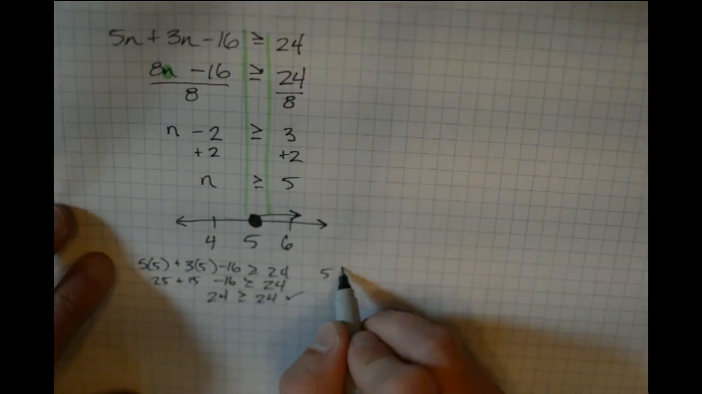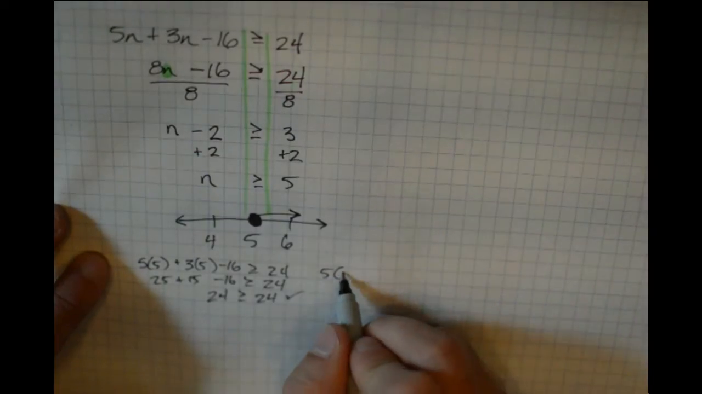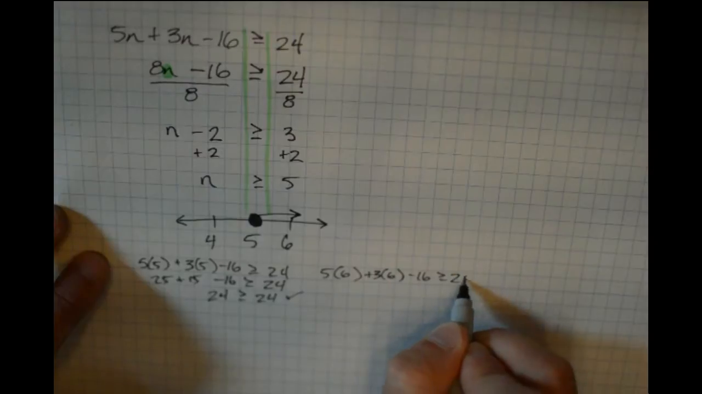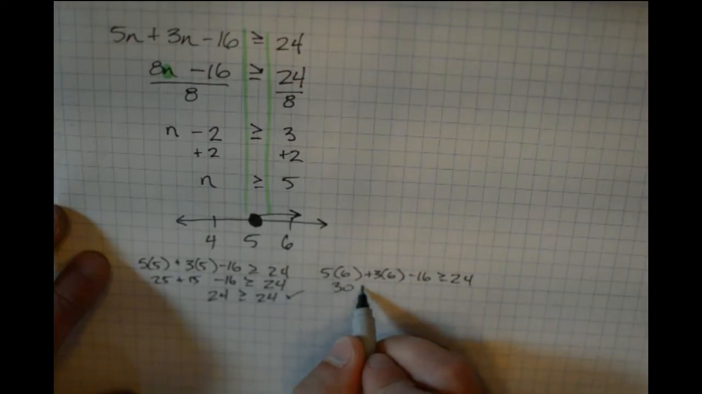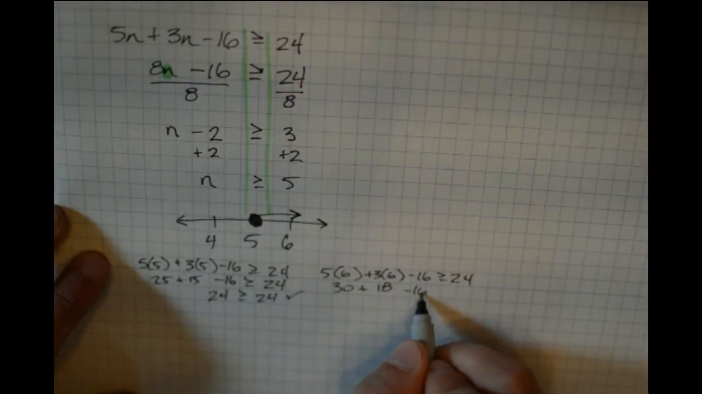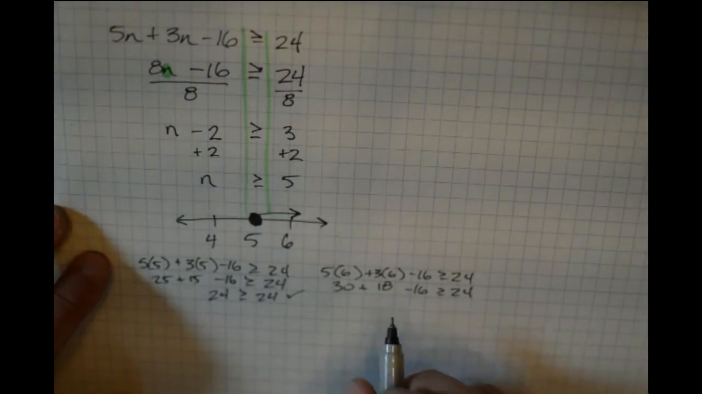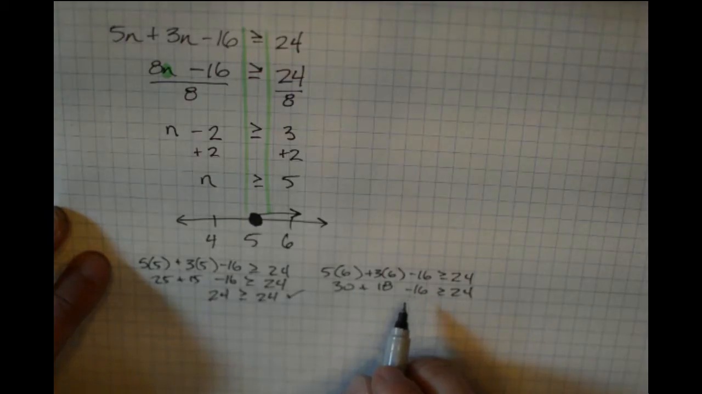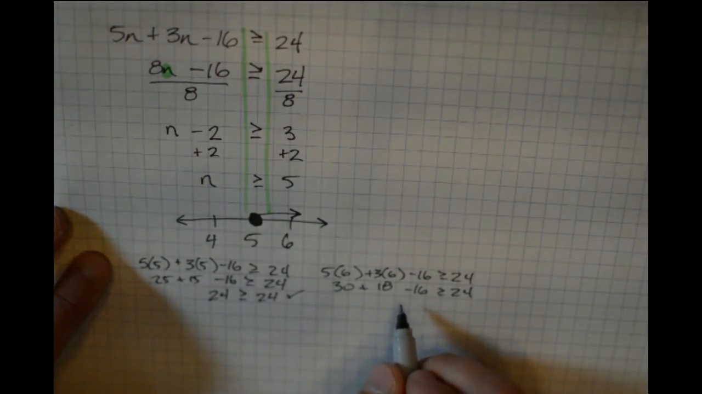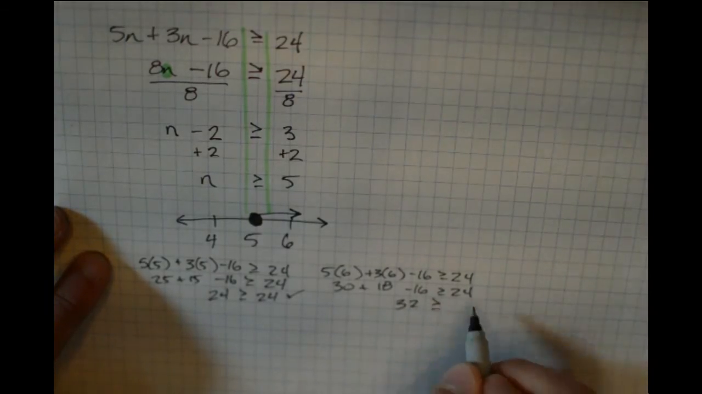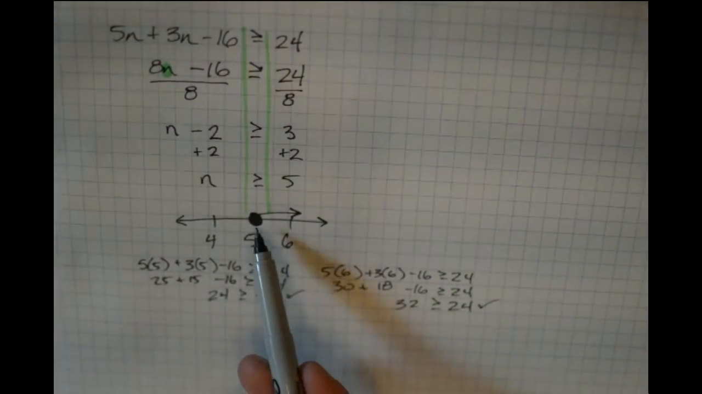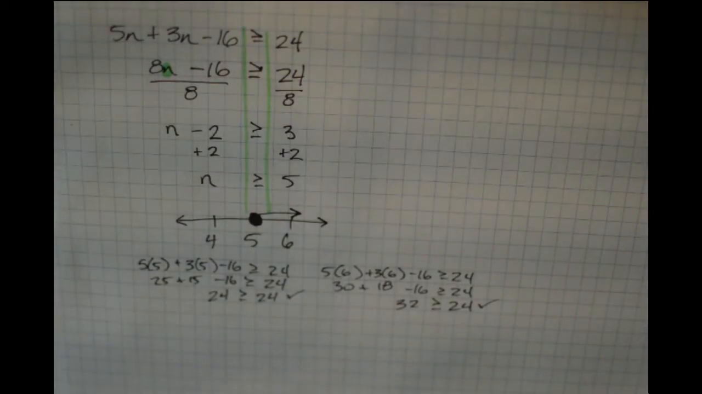So we have 5 times 6 plus 3 times 6 minus 16 is greater than or equal to 24. Well, that's 30 plus 18 minus 16, greater than 24. So what's that? 48 minus 16. Is that 32? 32 is greater than or equal to 24. That's absolutely true. So that boundary is good, and that arrow direction is good as well.